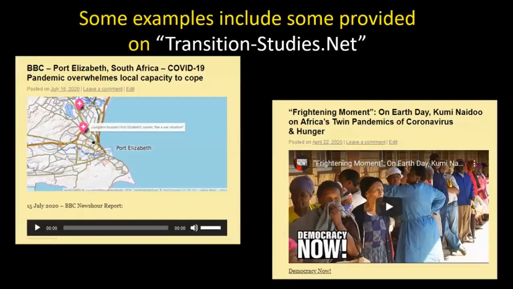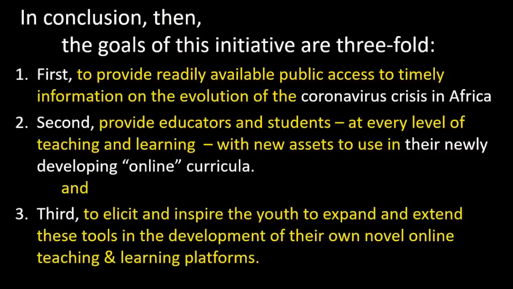Some examples of how this has been done are provided through transitionstudies.net, and you can call them up through their little search engine. In conclusion, then, the goals of this initiative of the Africa Map Circle are threefold, as we mentioned: to provide readily available public access to timely information on the evolution of the coronavirus in Africa. Second, to provide both educators and students at every level of learning and teaching with new assets to use in their newly developing online curricula.